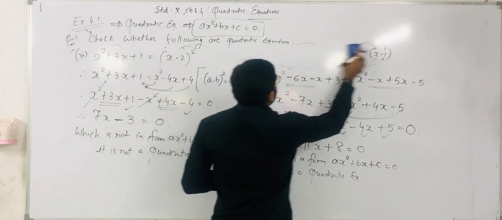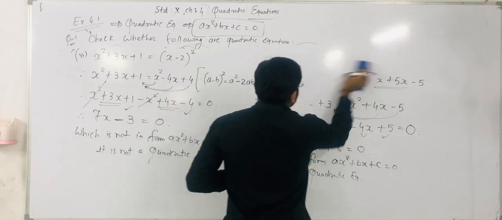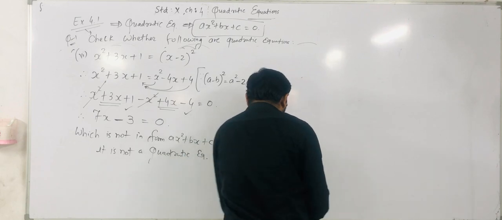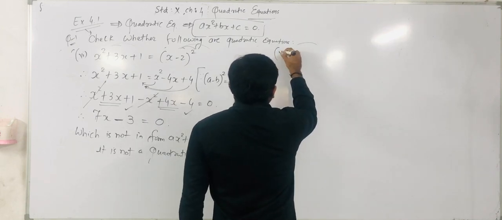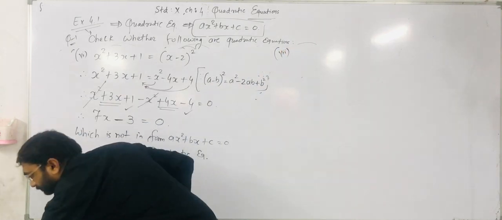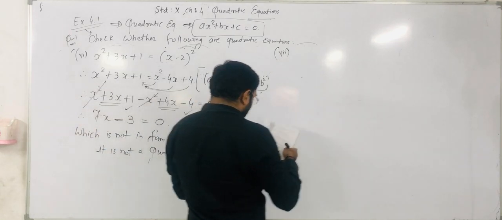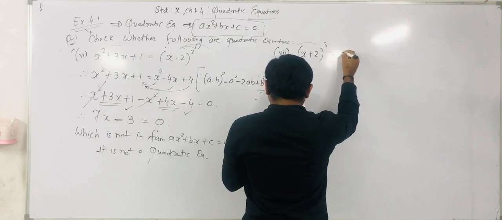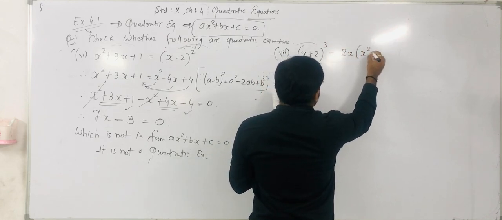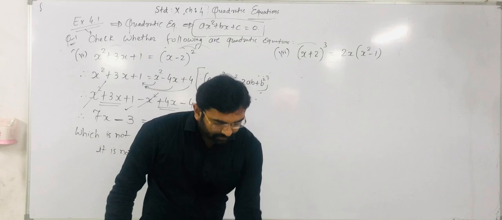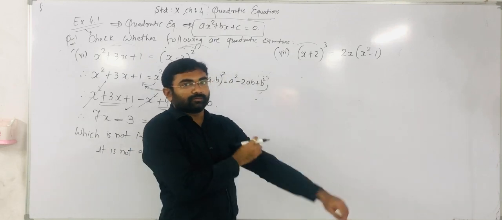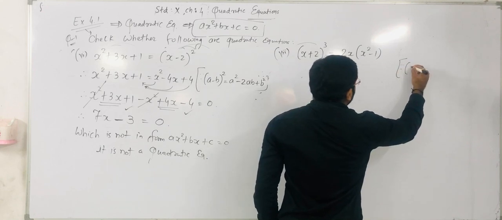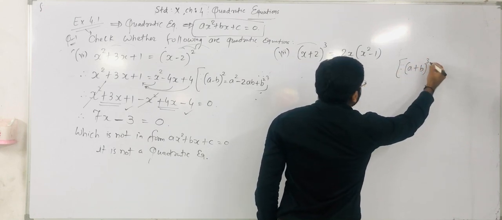Question number 7. After 6 we have to solve question number 7. (x plus 2) cube is equal to 2x into (x square minus 1). So here we have to apply the identity regarding cubes. Which identity do we apply? The cube of two terms, (a plus b) all cube, is given.